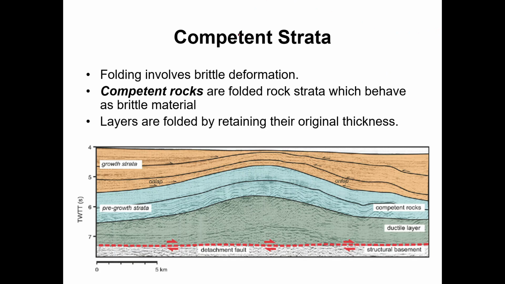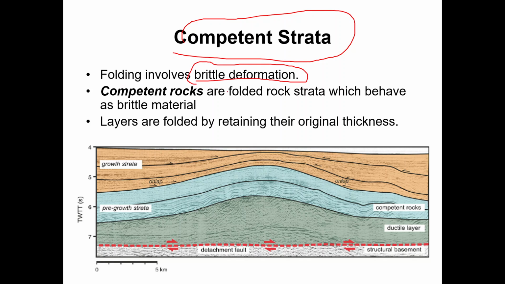Continue. When we discuss folds, normally we will discuss the competent strata. What does competent strata mean? When we are folding, it involves brittle deformation. The structure we call that competent rock. What does competent rock mean? The folded strata behave as a brittle material, meaning the layers that are folded retain their original structure.